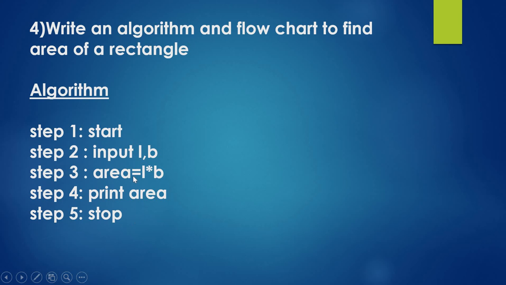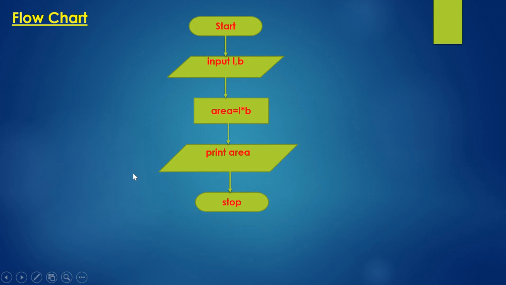Then we can represent this using the flowchart. Say start, input L comma B, that is in parallelogram. Process is in rectangle.